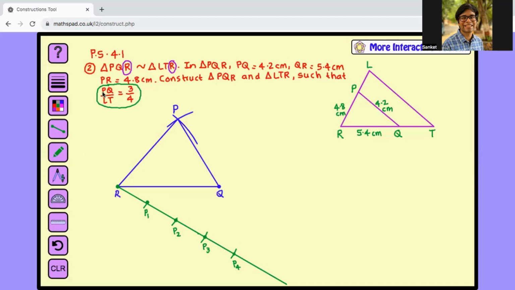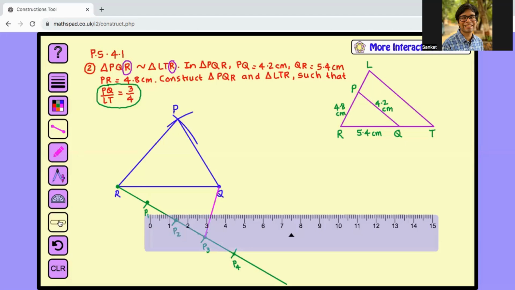Now this smaller triangle PQR corresponds to 3 parts. Larger triangle corresponds to 4 parts. So P3, which includes the 3 parts, I'm going to connect it to the other vertex Q of the smaller triangle. Because the smaller triangle corresponds to 3 parts, I'm going to connect P3 to Q. I'm connecting P3 to Q.